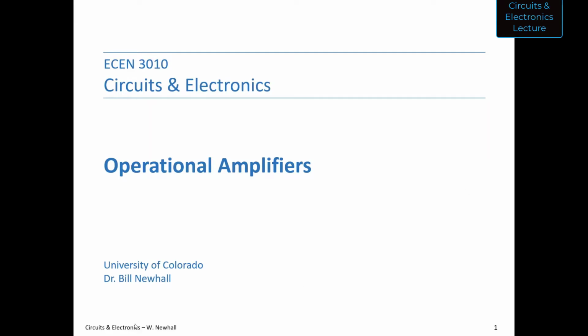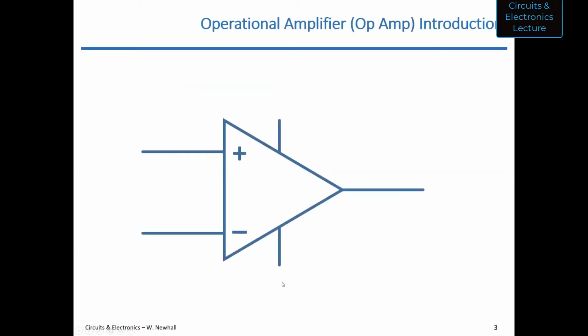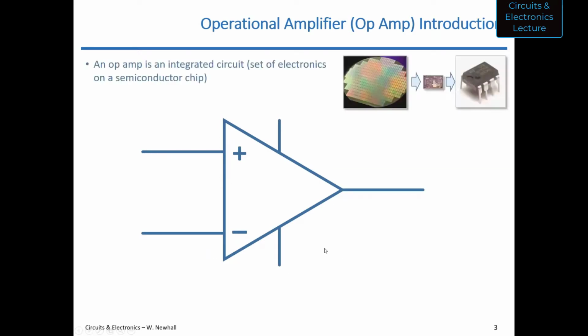Okay, so op amp stands for operational amplifier. And this is an op amp, the schematic symbol of one anyway. It's a 5-terminal device, so we've got 5 terminals here around this triangle. And I would define an op amp as an integrated circuit. It's a set of electronics on a semiconductor chip.